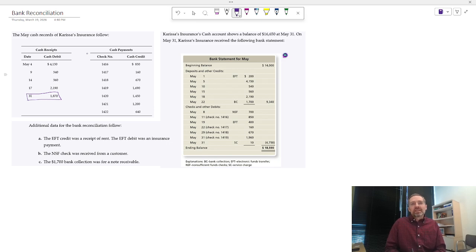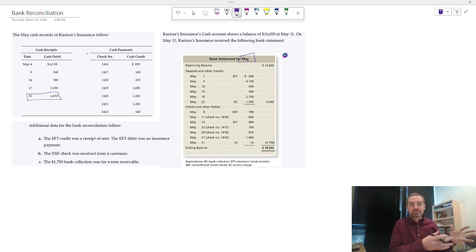So why is that not on the bank statement? Well, notice that, yeah, that one's missing. There's nothing over here for $1,870 on May 31st. Well, that's because this is a bank statement for May. When did the bank get it? That was in June. They got it June 1st. So as far as the bank employees know, this came in on June 1st. But Carissa says, no, I dropped it off at the bank on May 31st.